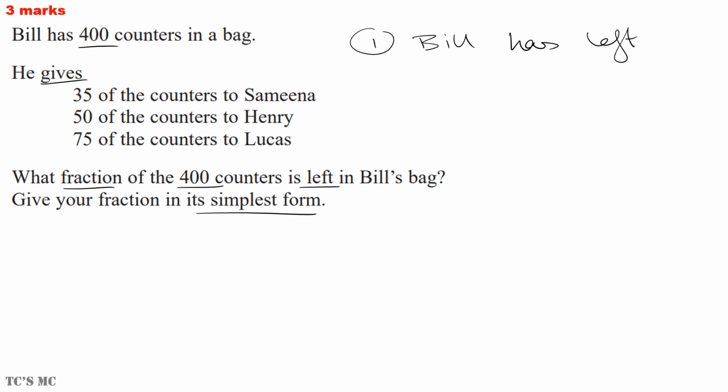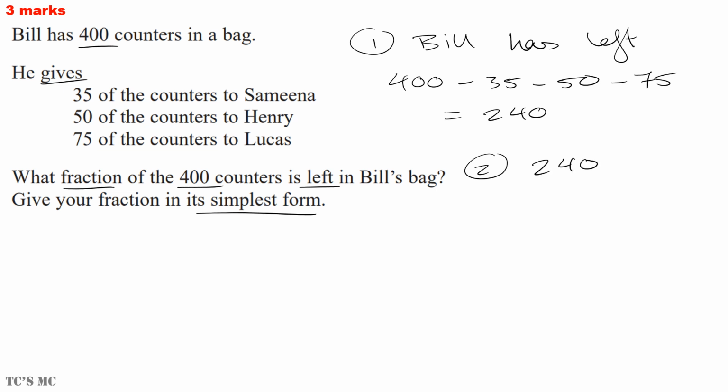So we need to do 400, subtract 35, subtract 50, subtract 75. That gives us 240 and 1 mark. Step 2 is to write it as a fraction. He has 240 out of a possible 400. Now I have 2 marks.